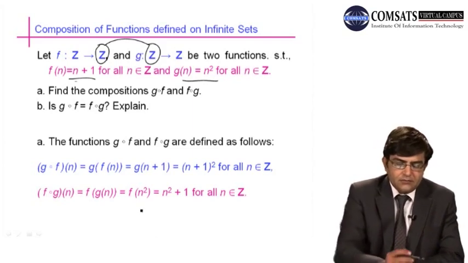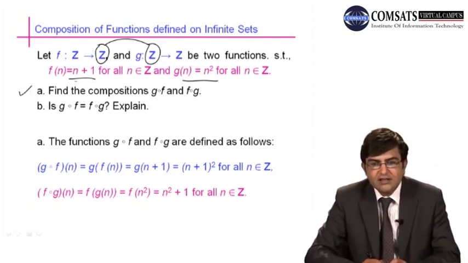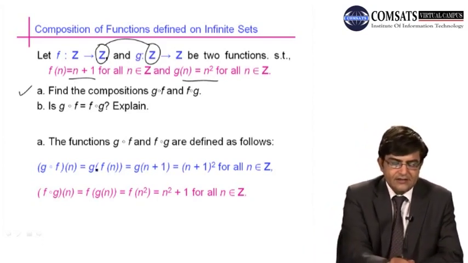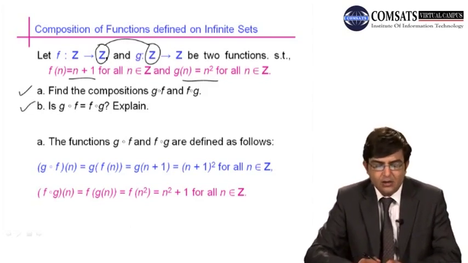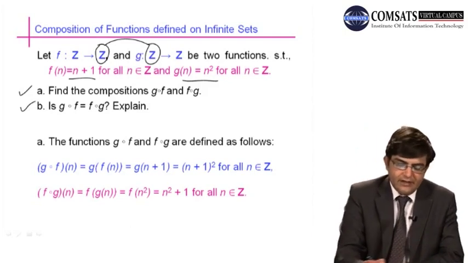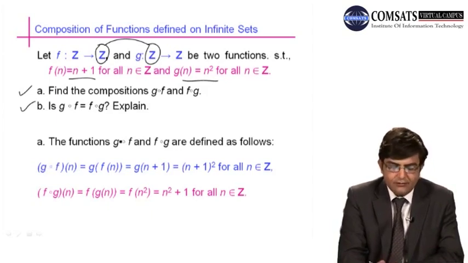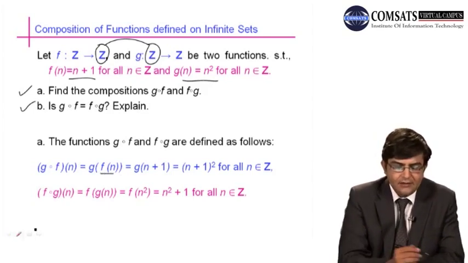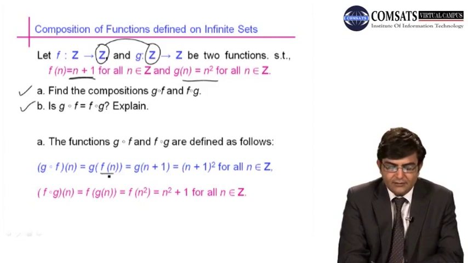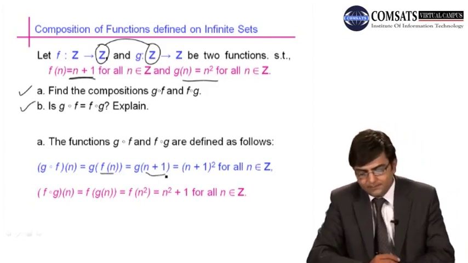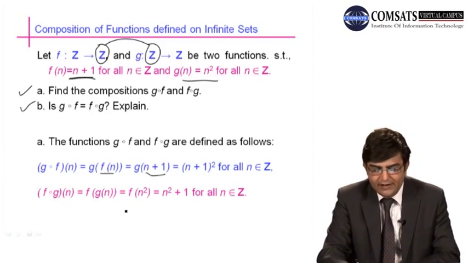We have to find the composition of these two functions, g circle f and f circle g, and then we have to investigate whether g circle f is equal to f circle g or not. The functions are defined as follows. Basically g circle f of n is basically what? g of f of n. Now what is f of n? f of n is n plus 1. So in place of f of n we write n plus 1. Now g of n plus 1 is what?